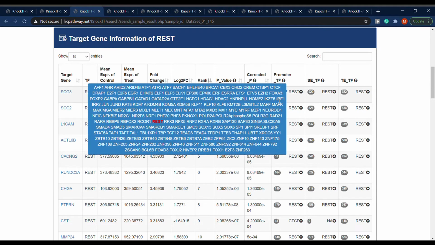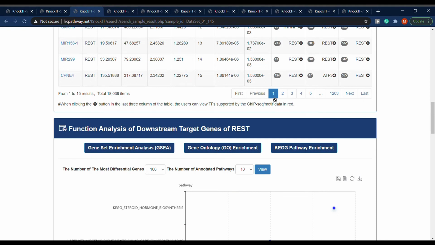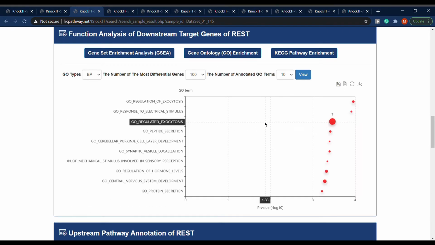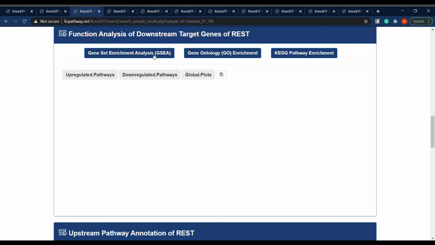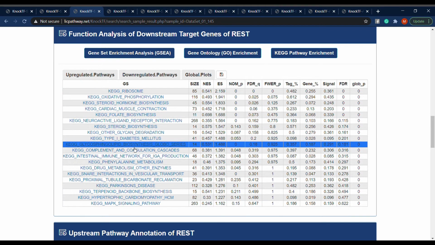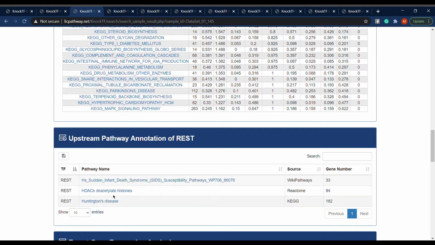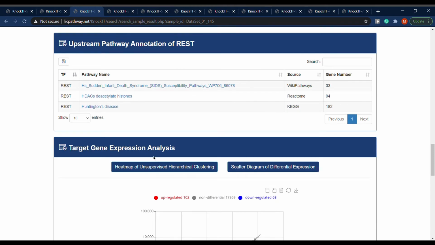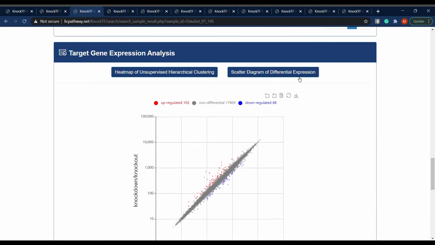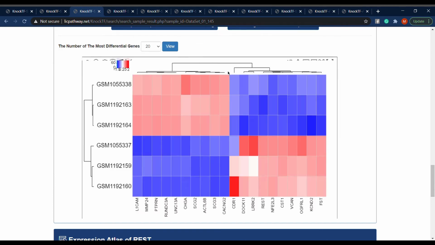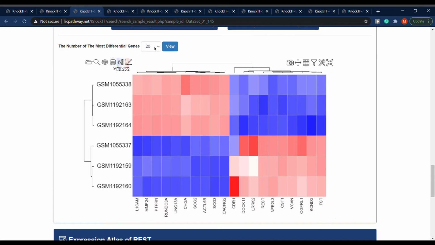Next is functional analysis of the target genes, with KEGG pathway, GO enrichment, and Gene Set Enrichment Analysis. This gives information about potential effects REST expression could have on target cells. Upstream annotation links are provided for further information about conditions related to REST. A heatmap with a dendrogram and a scatterplot show the differential expression of the target genes. The number of genes in the heatmap can be adjusted.